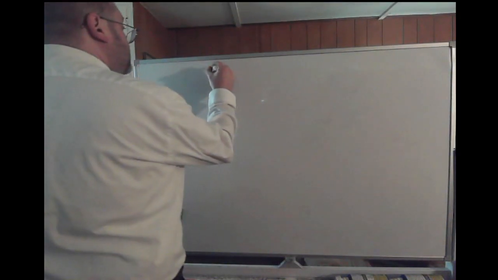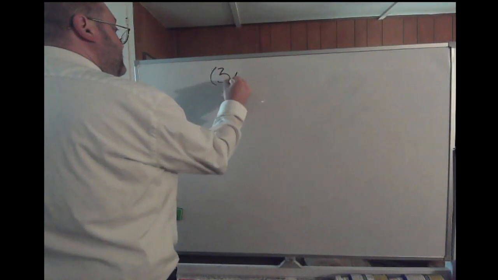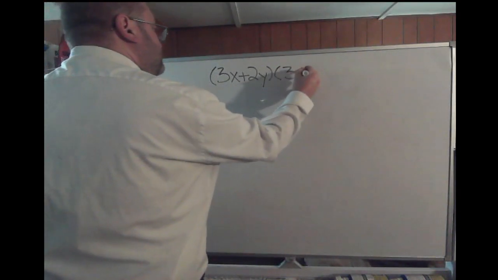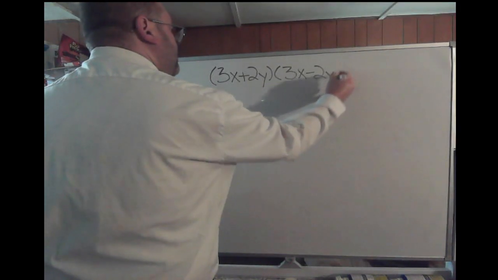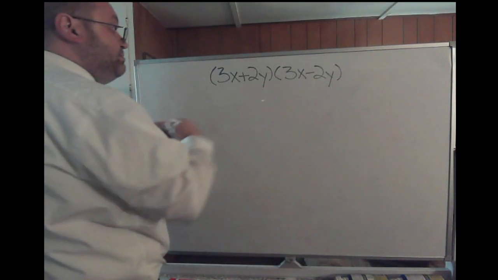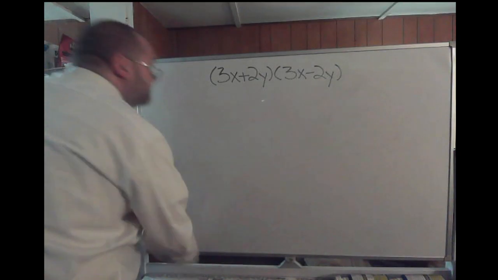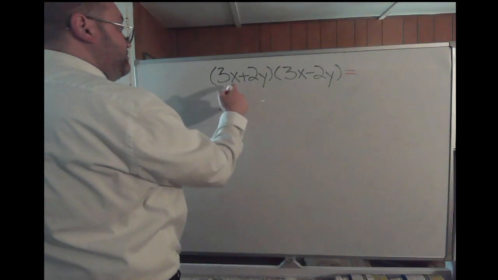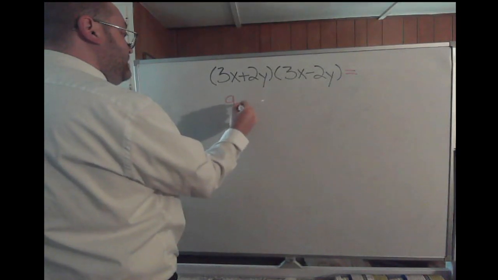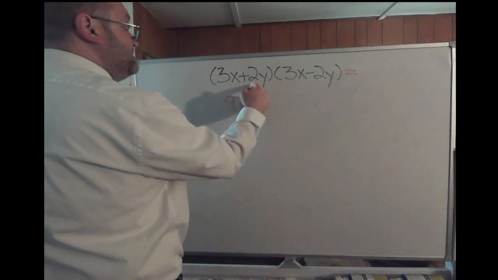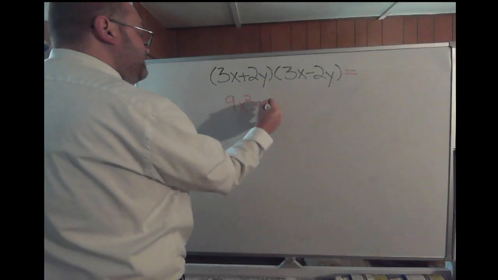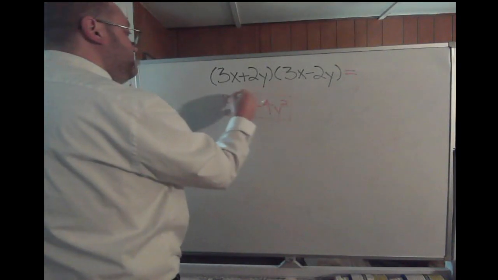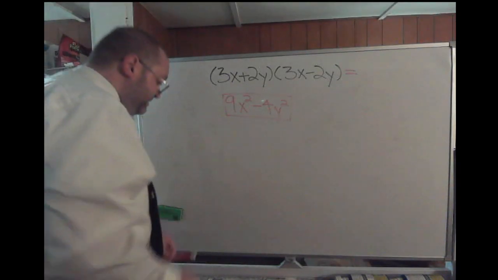Alright, let's see. We got the quantity of 3x plus 2y times the quantity of 3x minus 2y. Same constants and variables, 1 plus 1 minus, we can use the shortcut. So what we have to do is take the 3x times 3x, that'll give you 9x squared. Then we have positive 2y times negative 2y, that'd be negative 4y squared. So the answer you should get for this would be 9x squared minus 4y squared.